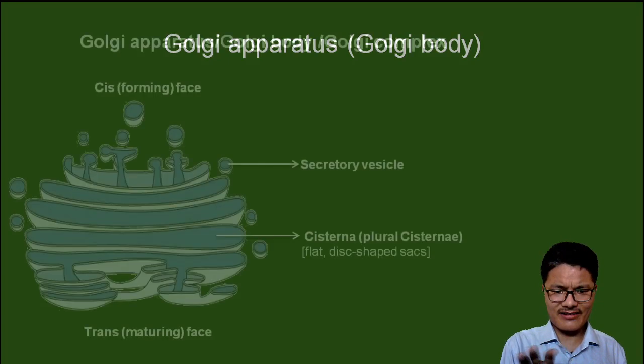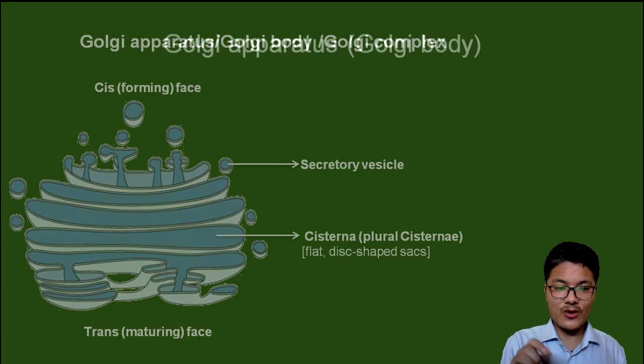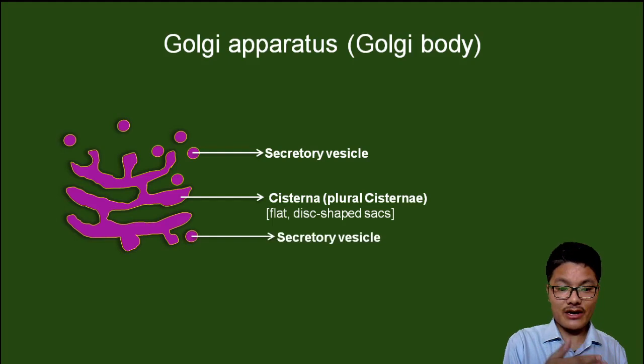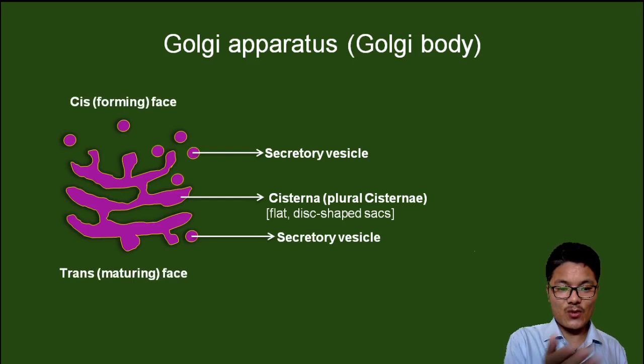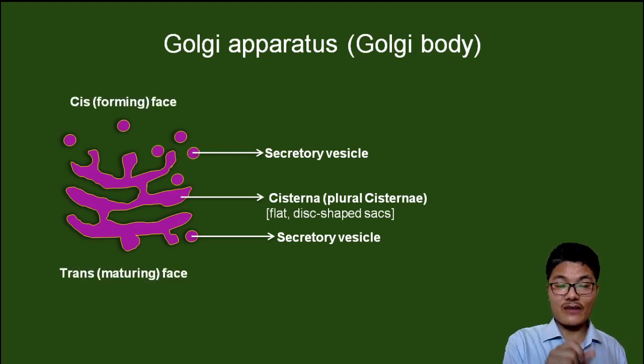Now this diagram is a little difficult for you to draw, and it's time consuming. So to make it easier, I've come up with this diagram. This also represents the Golgi apparatus. We have cisternae, and we also have secretory vesicles. Vesicle here refers to a sac-like structure having a membrane around it. We also have two faces, two surfaces: the cis or forming surface, and the trans or maturing surface.